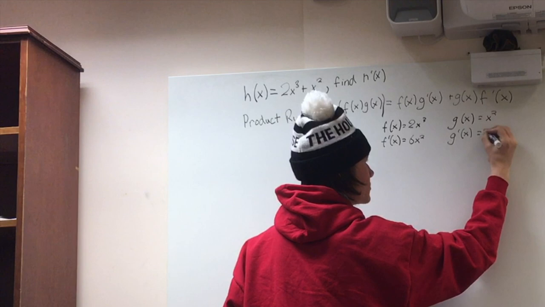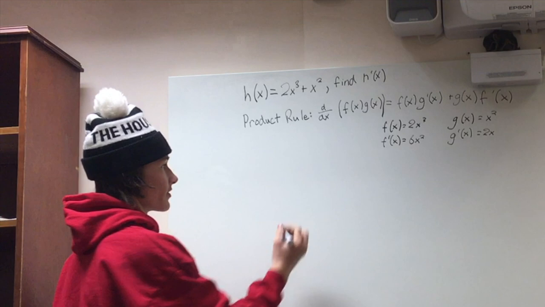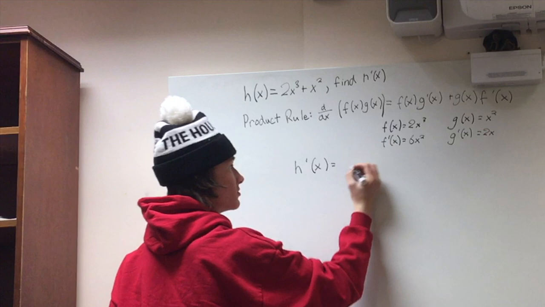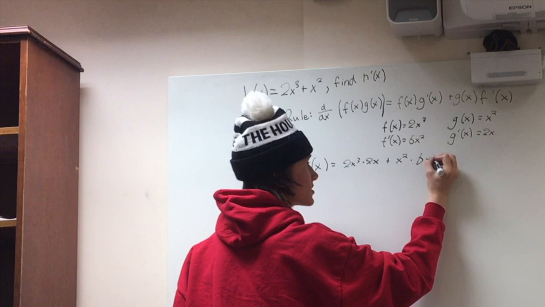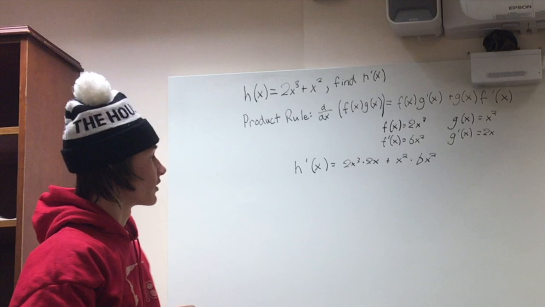So from this point, we can write it out as the derivative of h of x equals 2x to the third times 2x plus x squared times 6x squared. And so what that is, is f of x times the derivative of g of x plus g of x times the derivative of f of x.